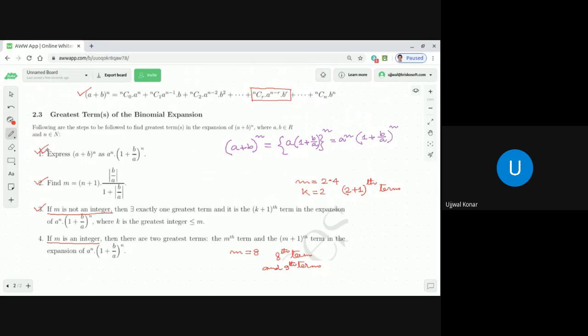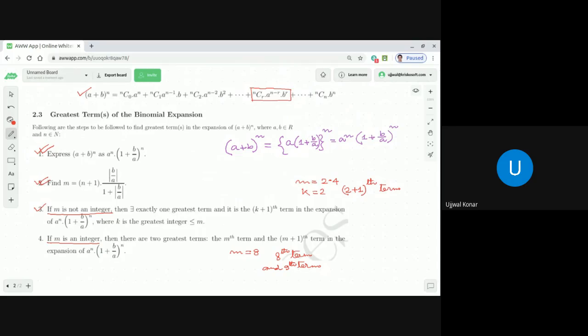That is the first step that you can always do, whatever the values have been given. After that, the most important step is to find the value of m. Why is it most important? Because depending on the type of the value of m, you are going to take a decision later. So what is the value of m? The value of m is equal to (n plus 1) into mod of b by a, divided by 1 plus mod of b by a, as you see it here.